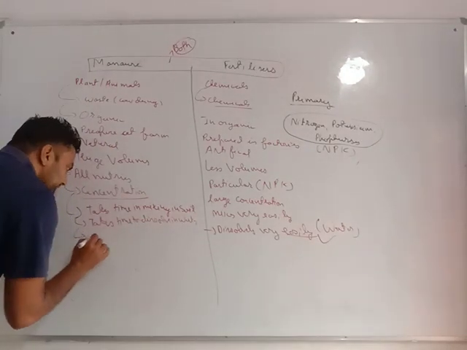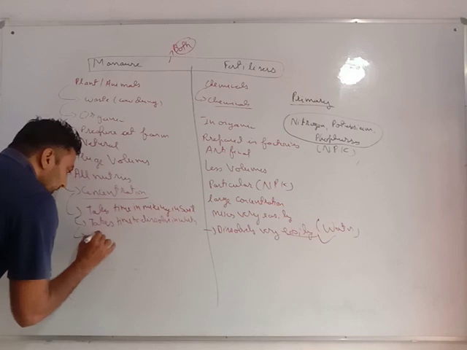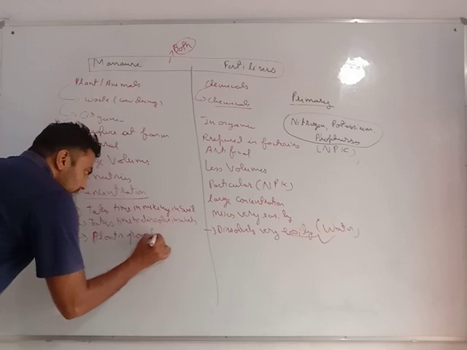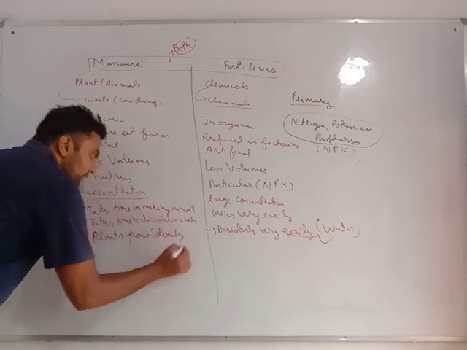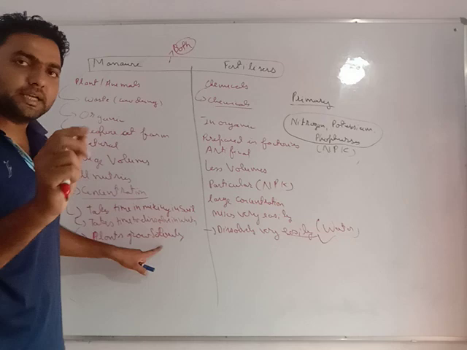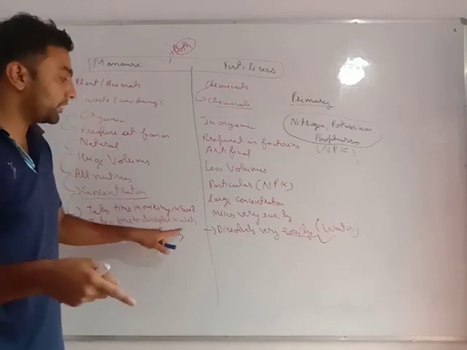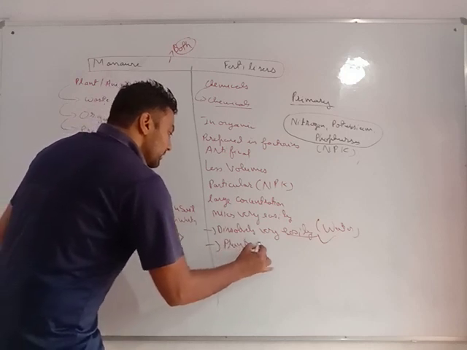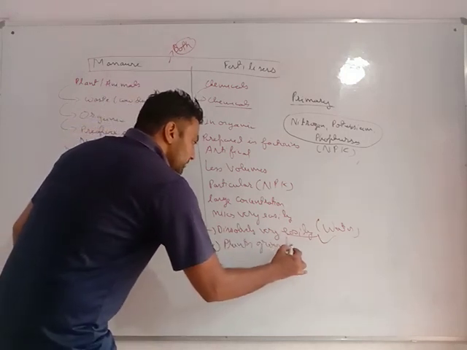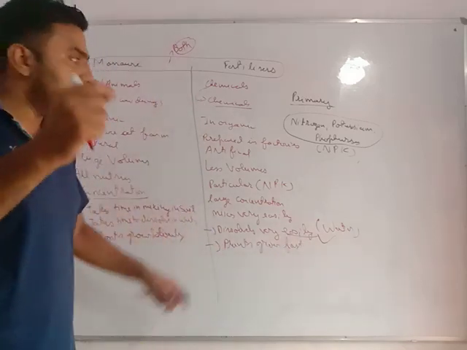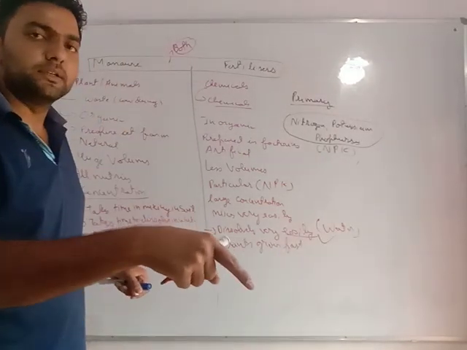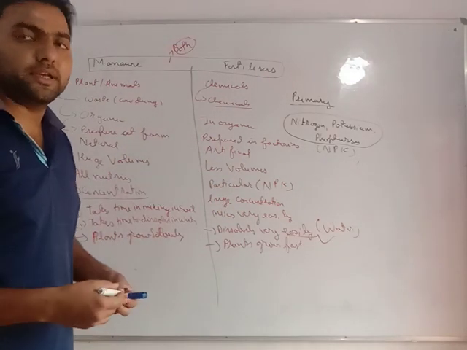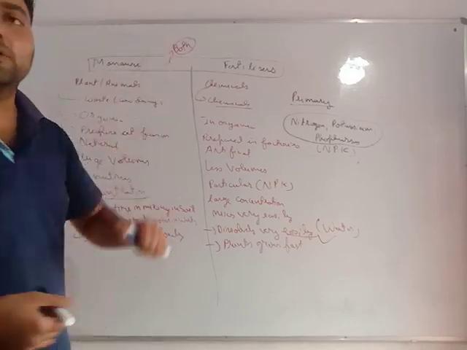So very important, with manure, plants grow slowly. Why? Because there are nutrients in the soil, but they are not that much absorbed or dissolved in water. And with fertilizers, plants grow very fast. Why? These fertilizers mix up in water very easily. And when this water is absorbed by the plant, they get all the nutrients. And as they get nutrients, they now very easily grow.